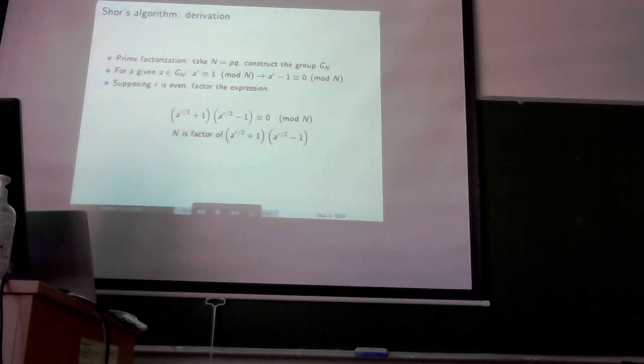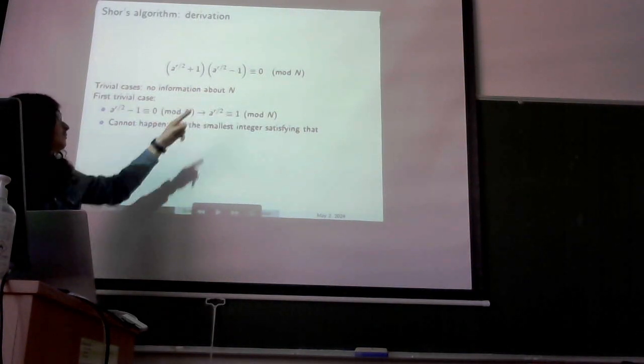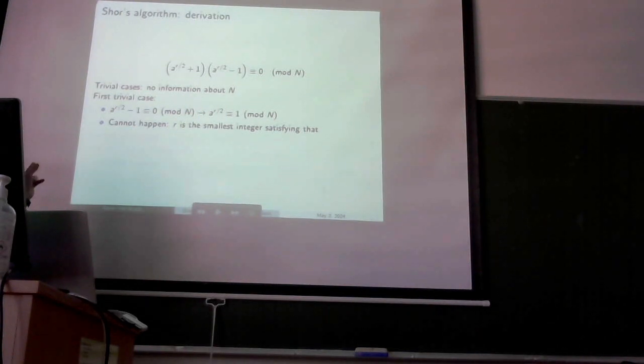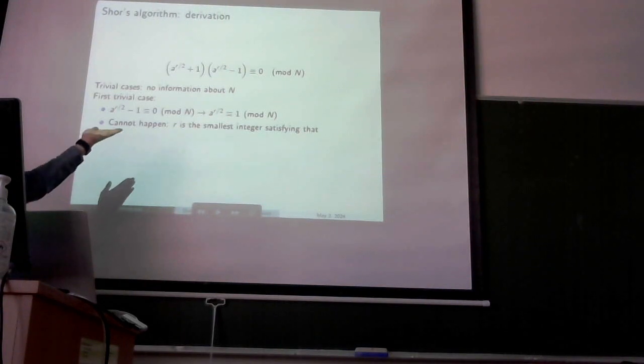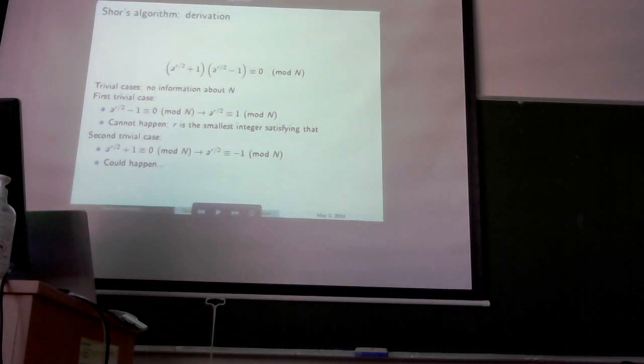Now we need to study when this expression is true, because there are two trivial cases and then the non-trivial case. The trivial cases are important to distinguish because they give us no information about n. The first trivial case would be that the number n is entirely contained as a factor in this single parenthesis. This is one of the two trivial cases. However, this particular trivial case cannot happen because since r is the smallest integer which satisfies this expression, r over 2 cannot satisfy it. But the second trivial case could happen. So it is going to be something to take into account later.